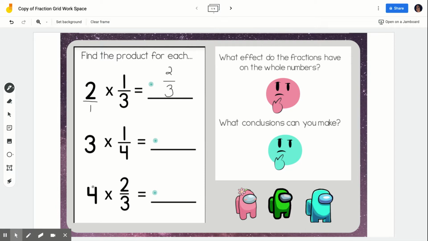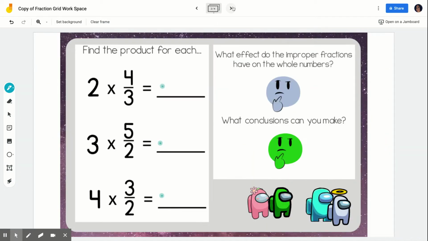I'm going to let you solve the next two problems on your Wiser worksheet and think about what effect fractions had on this whole number. Circle it here so you remember what we're comparing. So what effect did that have? Okay, let's go to the next section and take a look at those problems.